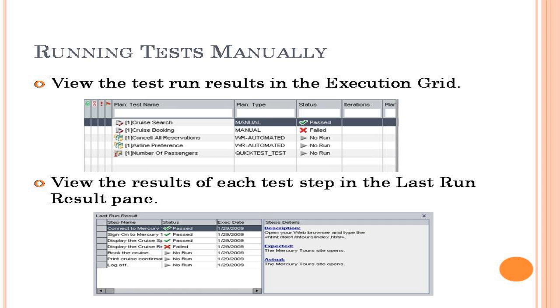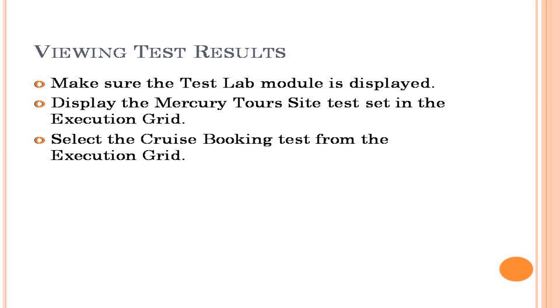15. View the results of each test step in the Last Run Result pane. Select the cruise booking test. If the Last Run Result pane is not displayed, click the Show button on the bottom of the pane. The Last Run Result pane is displayed below the Execution Grid.